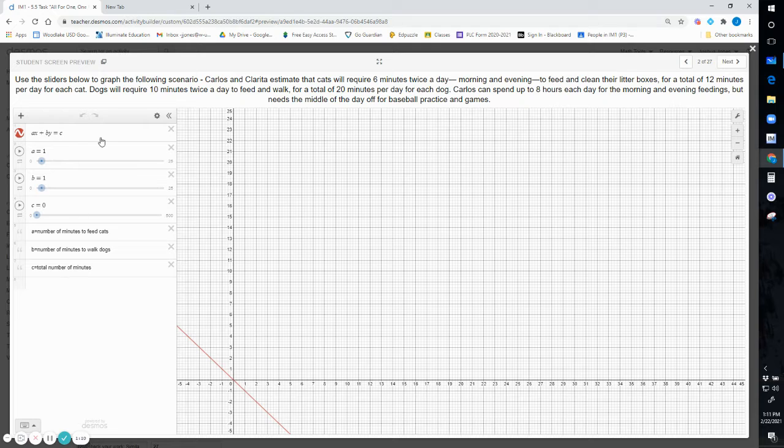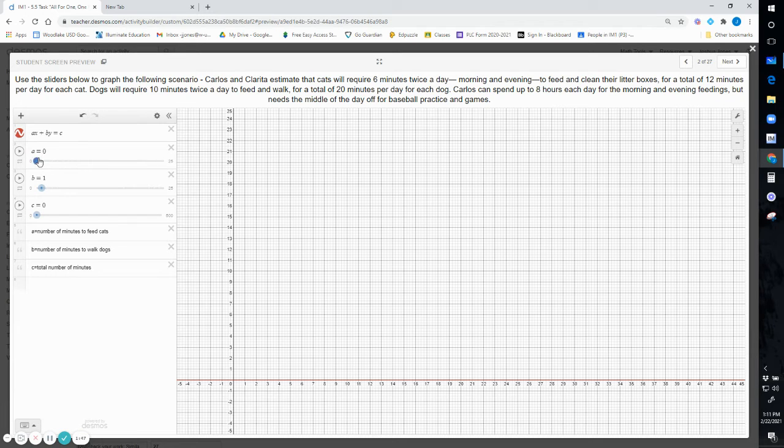So what you're supposed to do is realize that in the equation, X represents cats and Y represents dogs. So since A is next to X right here, A is the number of minutes it takes to feed each cat. And B is the number of minutes it takes to walk each dog. C is the total number of minutes that they have available at their disposal. So move these sliders around and pick the appropriate value that A, B, and C should be, and this should make the equation for you. So go ahead and pause and do that.